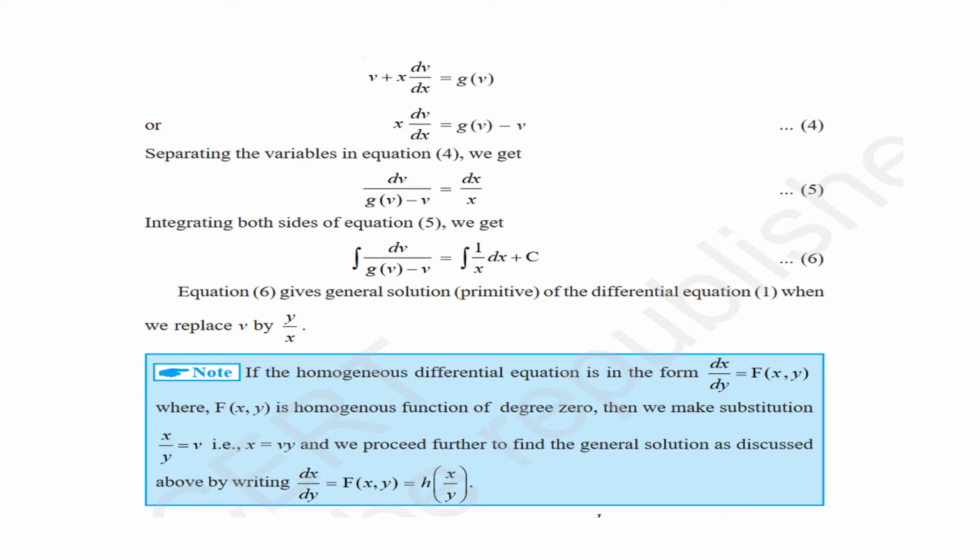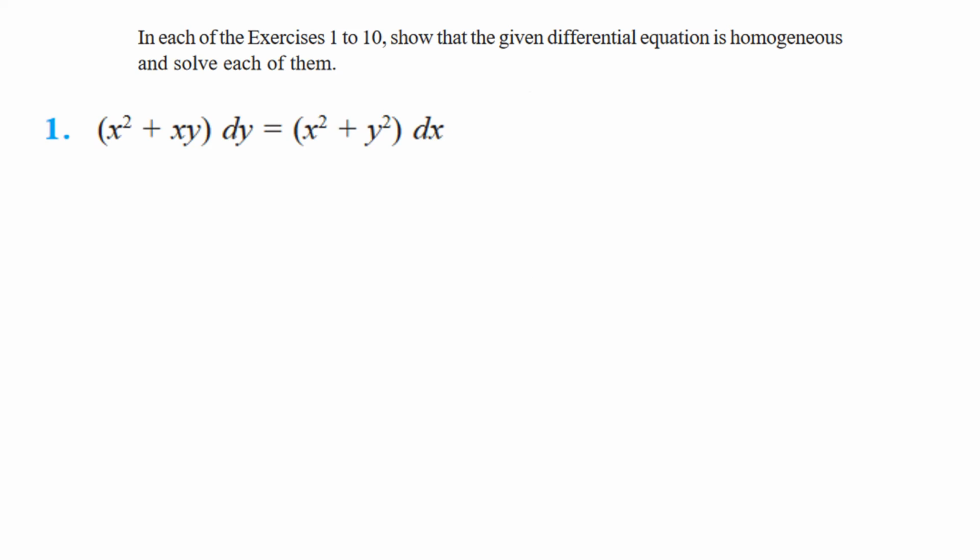If the differential equation is of the second form, dx upon dy is equal to f of xy, there we make the substitution x upon y is equal to v, right? x is equal to vy. Again, you will find that this function will reduce to the variable separable form, and integration can be carried out easily. So let us start exercise 9. And the first question is, in each of the following questions 1 to 10, show that the given differential equation is homogeneous and solve each of them.